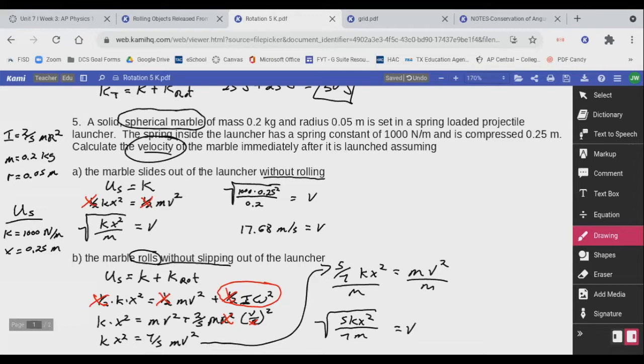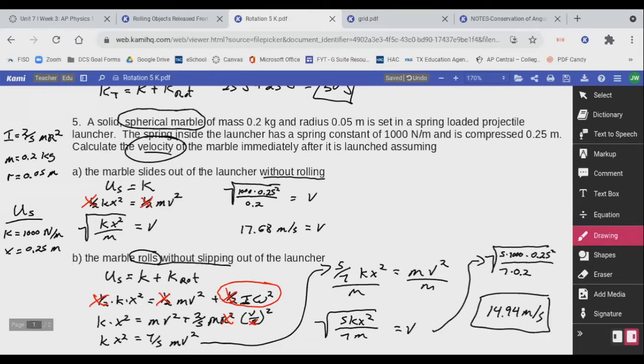All right, if I tripped along the way, you've got to call me out. Here's where I'm going to put the actual numbers in. I've got the square root of 5 times 1,000, that was my k, and then times x squared. What was my x? 0.25. 0.25 squared, all divided by 7 times mass. What was mass? 0.2. When I put that into my calculator, I got 14.94 meters per second.